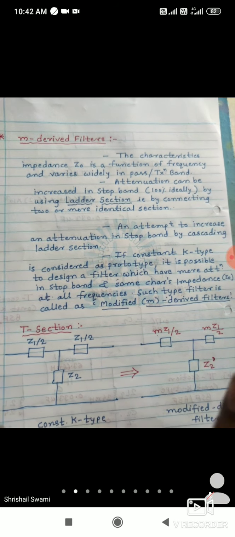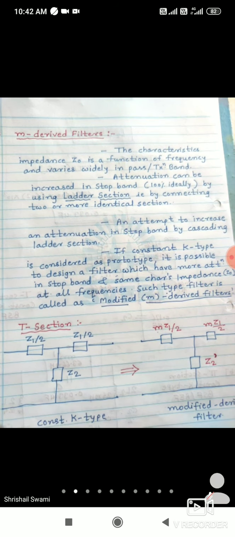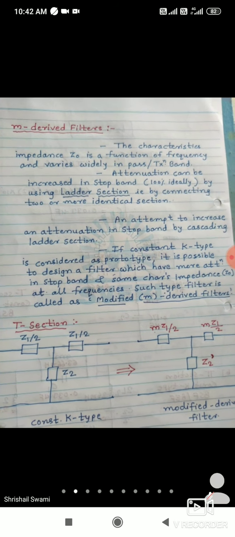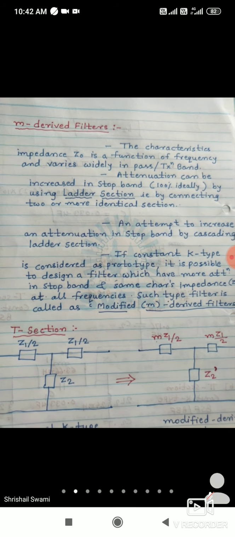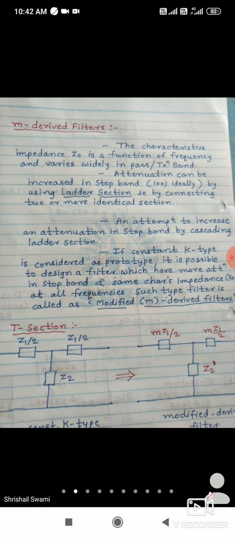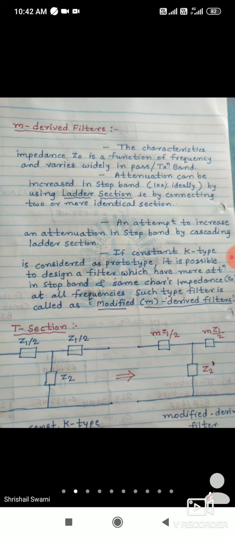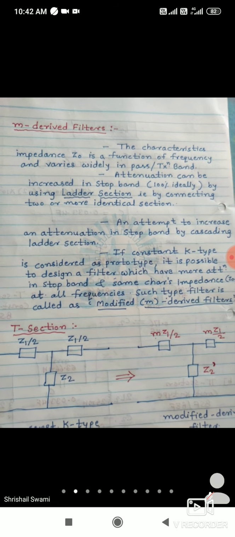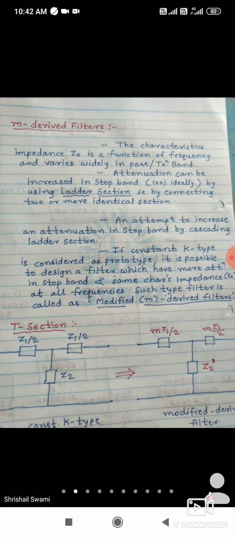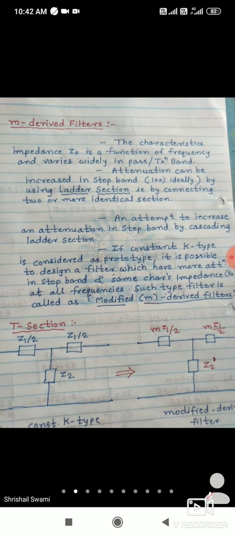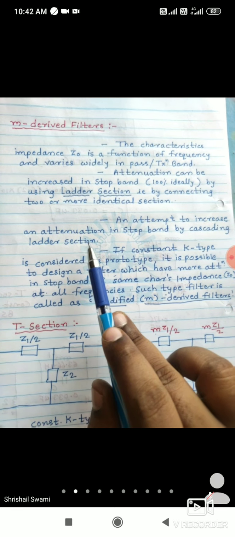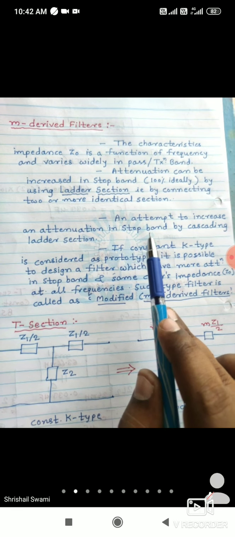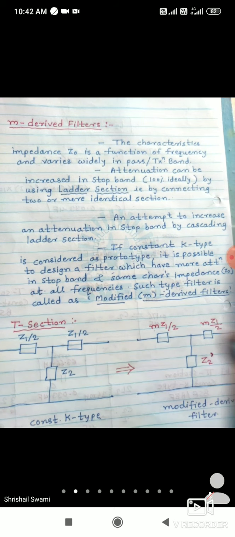So what type of modification are we doing? We are adding just a ladder section, to get 100% attenuation in the stop band and 0% attenuation in the pass band, so that we will get good characteristics nearly the same as the ideal characteristics. It is an attempt to increase attenuation in the stop band, nearby 100%, by cascading the ladder section.